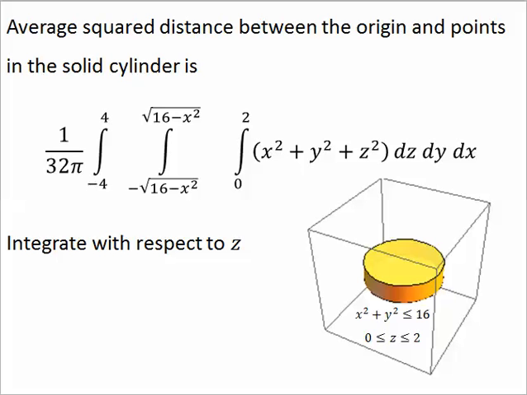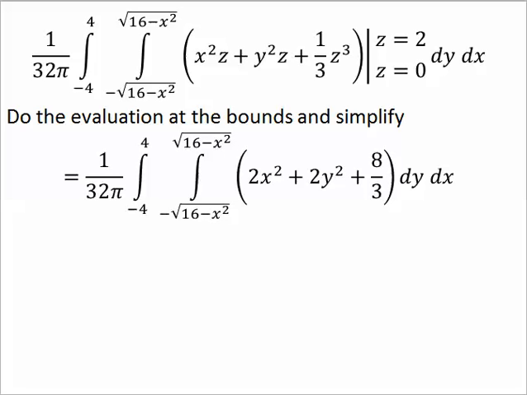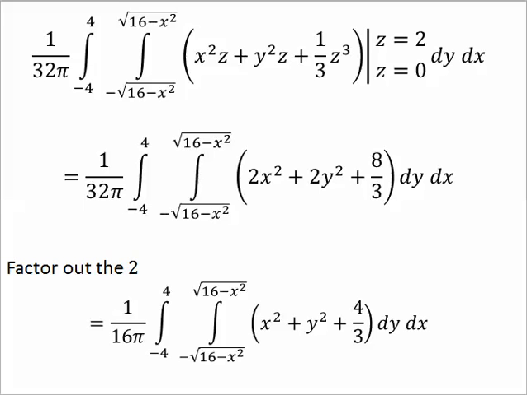We're going to integrate with respect to z first. That's the way it's set up. After we integrate with respect to z, then we do the evaluation at the bounds and simplify. Next, I factor out the 2.